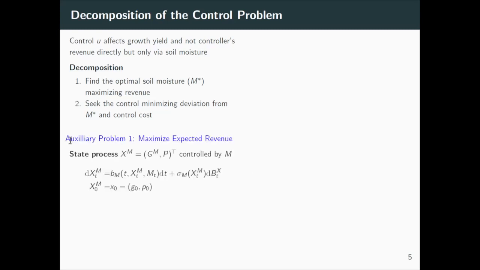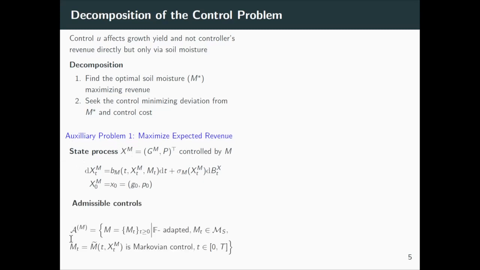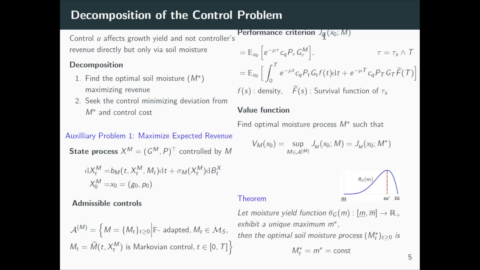Consider auxiliary problem 1, where the state process X is defined by the growth yield and the market price process. A control M is admissible if it is adapted to the filtration, satisfies the control constraints, and is a Markovian control over the time horizon. The goal is to find the optimal soil moisture that maximizes the expected discounted revenue Jm over the random time horizon tau.